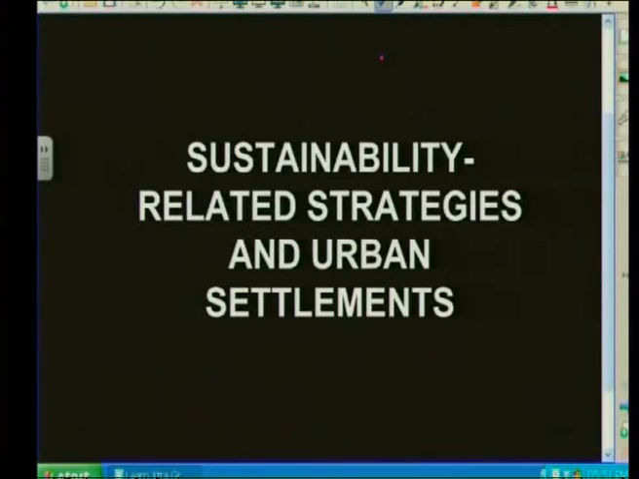Today, our content deals with sustainability. We're looking at sustainability in terms of related strategies and urban settlements. As you will see, we have to have a better understanding of the South African landscape in order to integrate all our knowledge into this specific content.